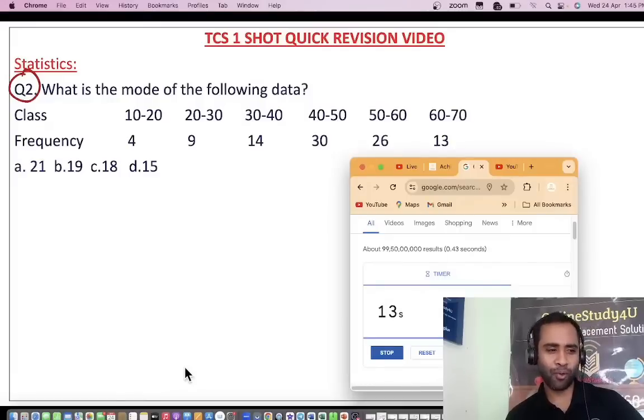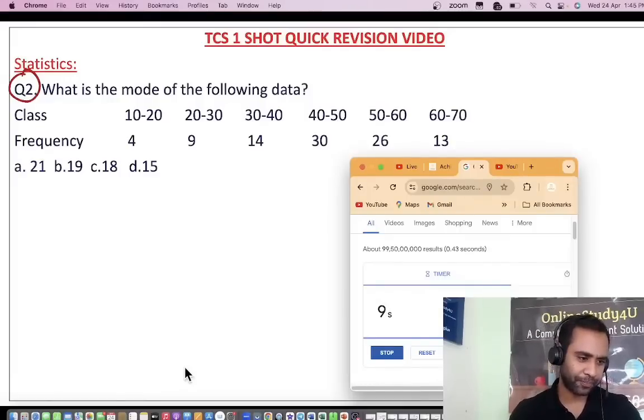So what is the mode of the following data? Admit card not received, please wait. Yes, we need to get minimum marks in every section to qualify. Yes, correct, RR.